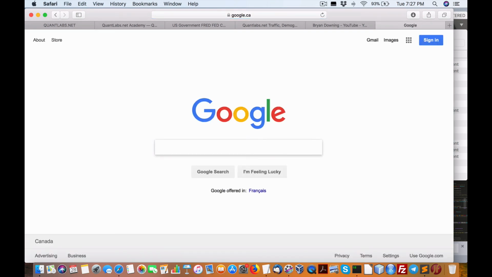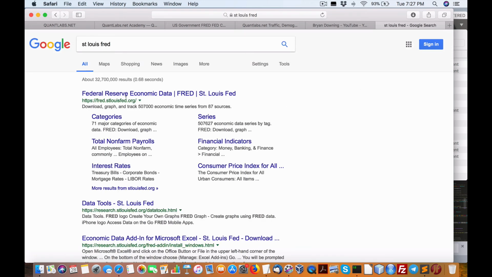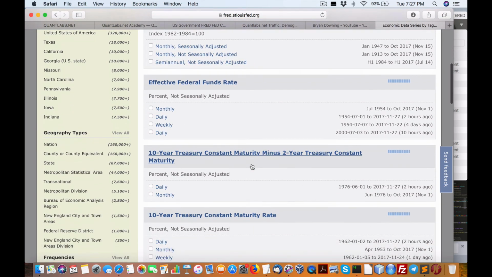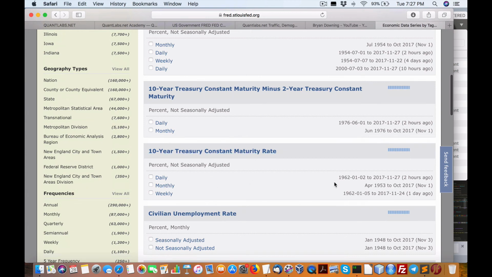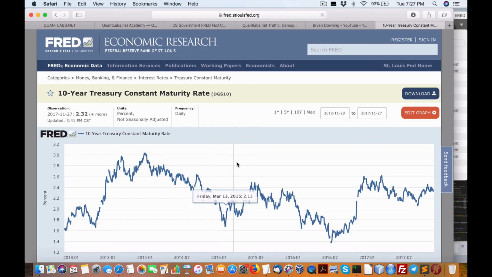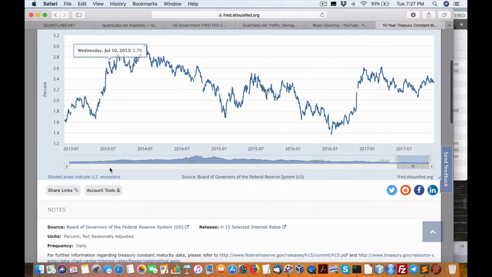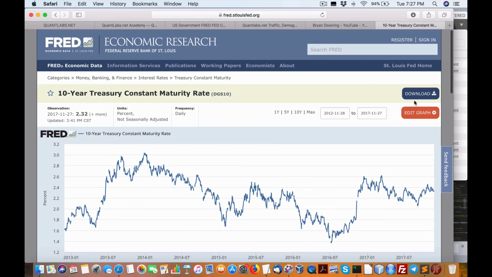So let's say if you want to go to St. Louis Fed, let's say US Fed, and then there's FRED. This is better. So in the St. Louis Fed here, you get some data series of, I don't know, percent change preceding. There's a ton of data you can work with. 10-year Treasury constant maturity rate. So we do monthly. Here's the chart for it all the way back to when it started in 2013. And then you can get access to the raw data and download the data, okay?